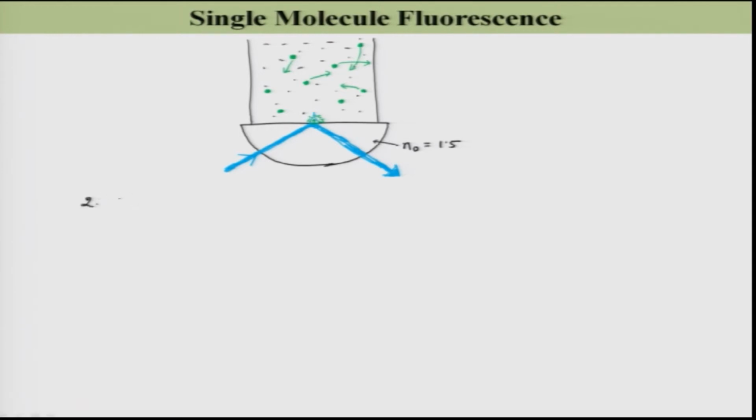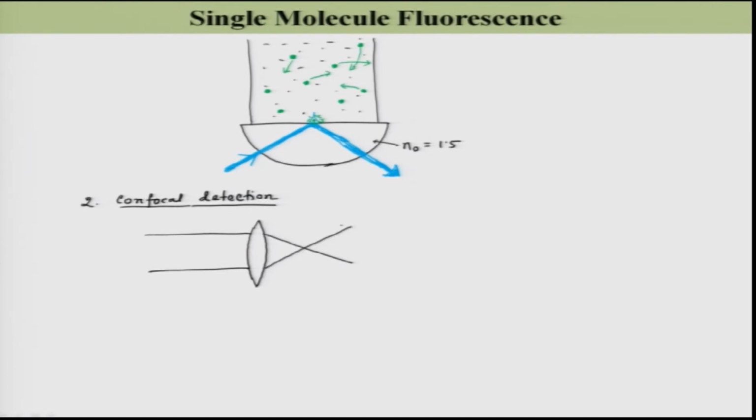The next method is called the confocal detection method. In this case, what we do is that we use a lens. Let me draw this lens over here. This is your incoming excitation light, and you tightly focus this incoming excitation light to a very tiny spot. The best you can do is diffraction limited focusing. The size of the spot is set by diffraction limited focusing, and that you can do with a laser.